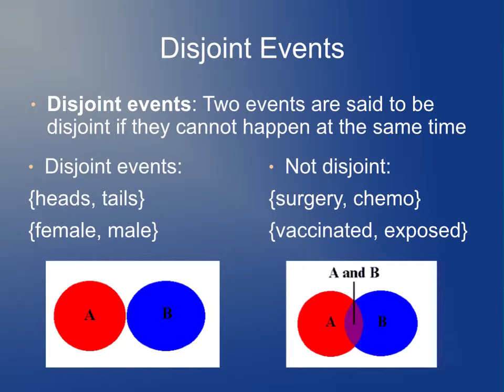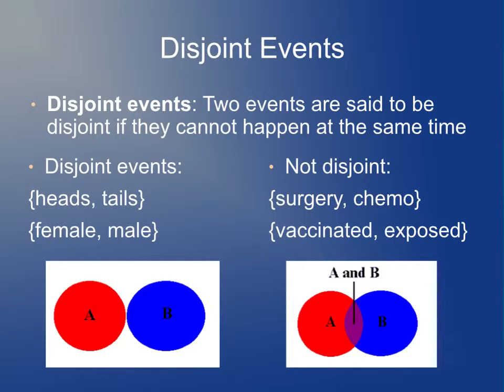Now some terminology. Two events are disjoint if they cannot happen at the same time. So two examples of disjoint events are heads and tails. If you flip a coin, it can't land both heads and tails. It's going to be one or the other. Likewise, if I select a person from the class, they can't be both male and female.